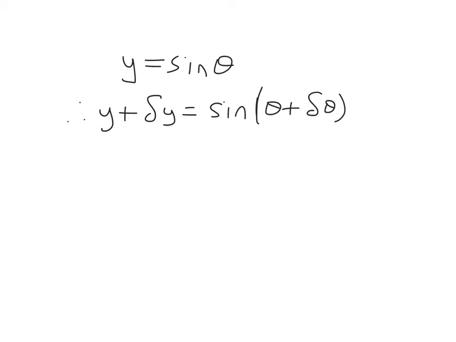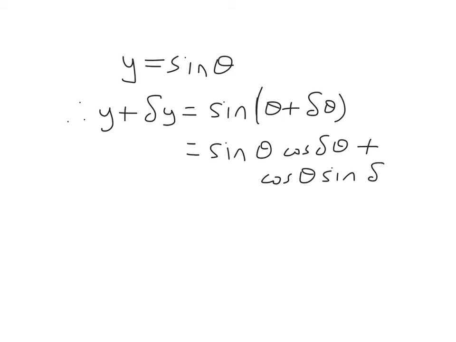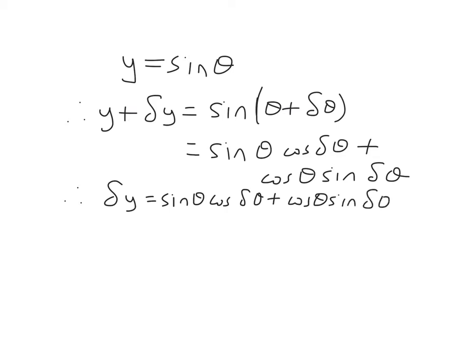Now we know from the compound angle formulae that sine of theta plus delta theta is sine theta cos delta theta plus cos theta sine delta theta. So let's now take y from each side. So delta y is sine theta cos delta theta plus cos theta sine delta theta minus y, but y is sine theta.